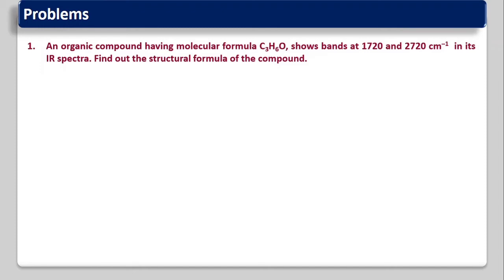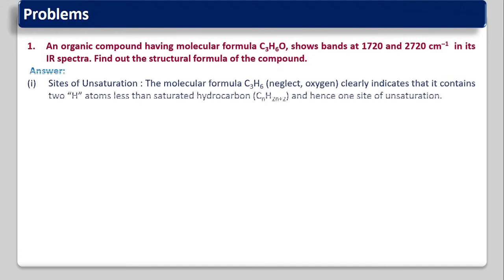Now our molecular formula is C3H6O and 2 IR frequencies are given, that is 1720 and 2720 centimeter inverse. Then the first step is calculation of sites of unsaturation. First step is always sites of unsaturation. The molecular formula is C3H6. O should be neglected.